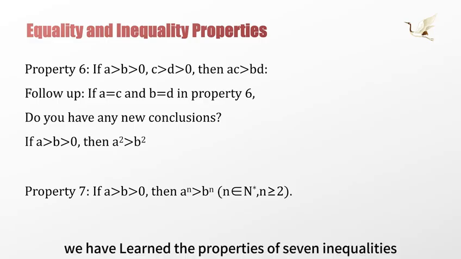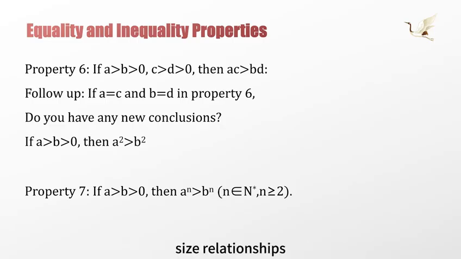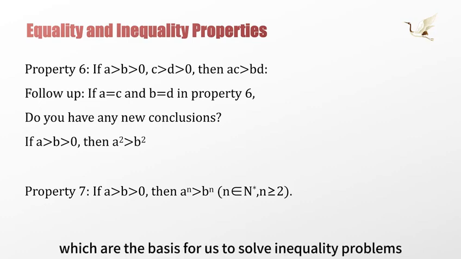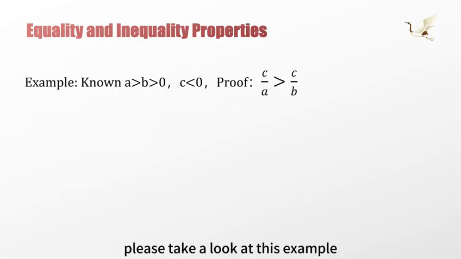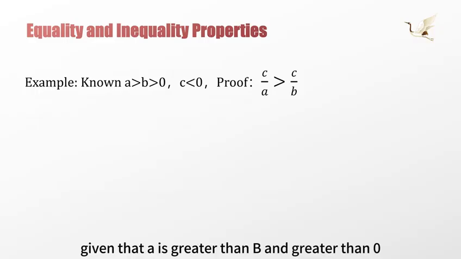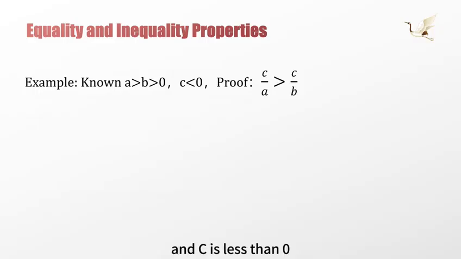So far, we have learned the properties of 7 inequalities and the basic facts of the two real number size relationships we learned in the previous class, which are the basis for us to solve inequality problems. Next, we will use them to solve simple inequality problems. Please take a look at this example. Given that A is greater than B and greater than 0, and C is less than 0, prove that C over A is greater than C over B.